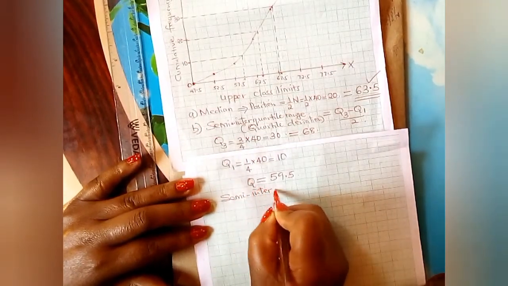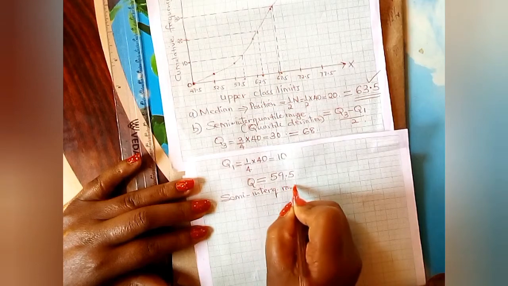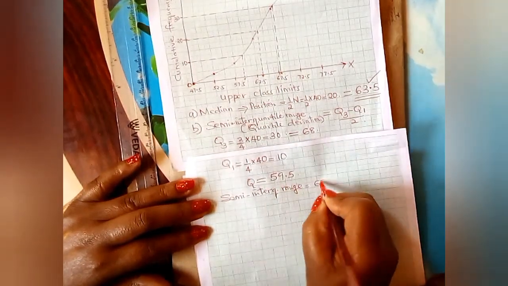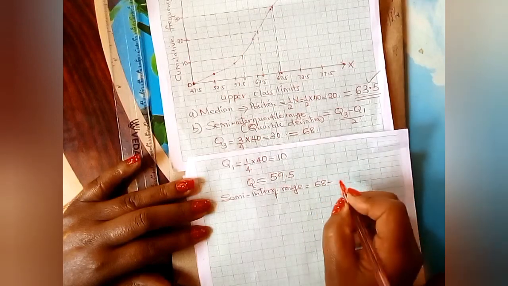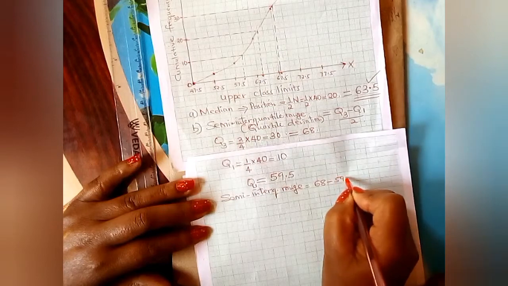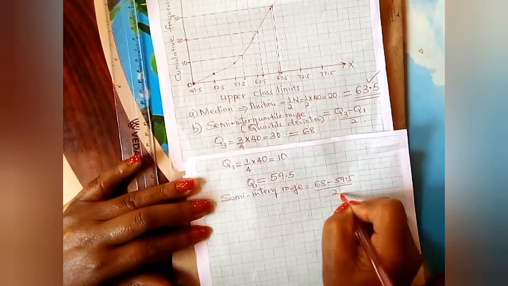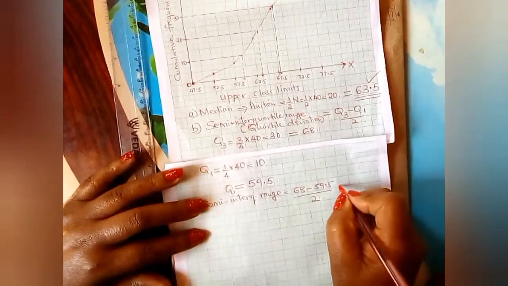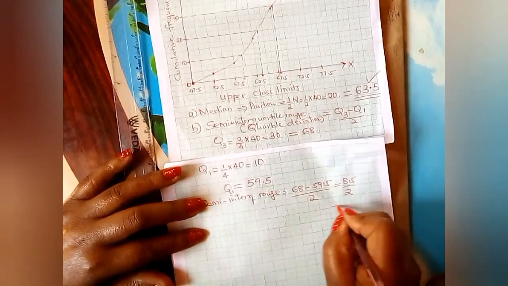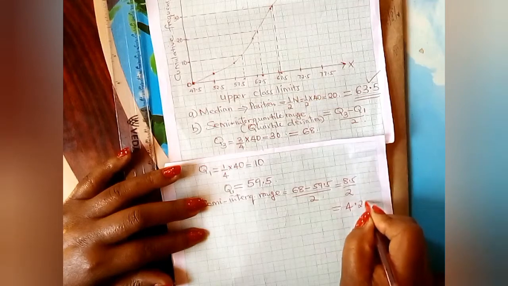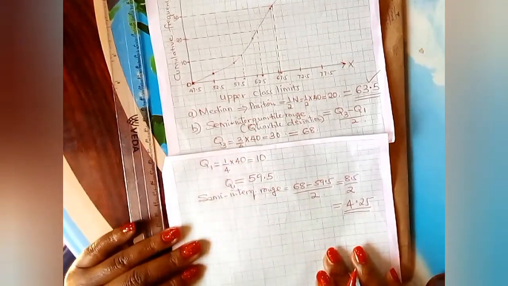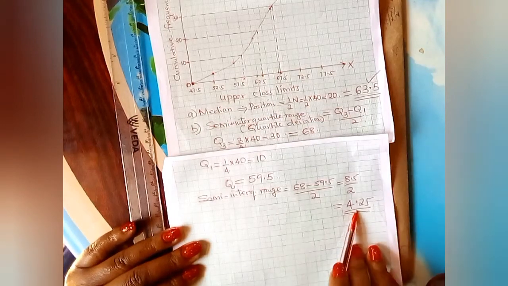And therefore, learner, what is our semi-interquartile range? This is what they had been told to calculate. Semi-interquartile range, learner, is Q3, which is 68, minus Q1, which is 59.5, divided by 2. So, learner, this gives us 8.5 divided by 2, which gives us 4.25. 4.25 is our semi-interquartile range, or what we call the quartile deviation.